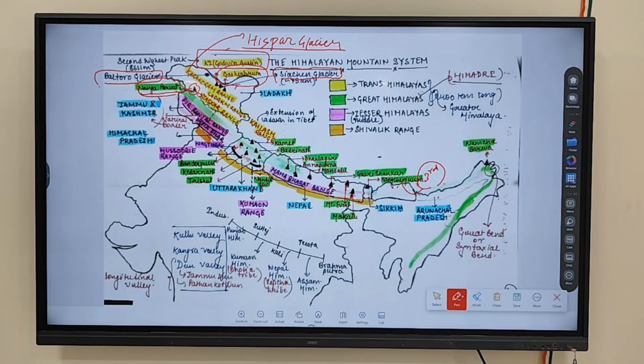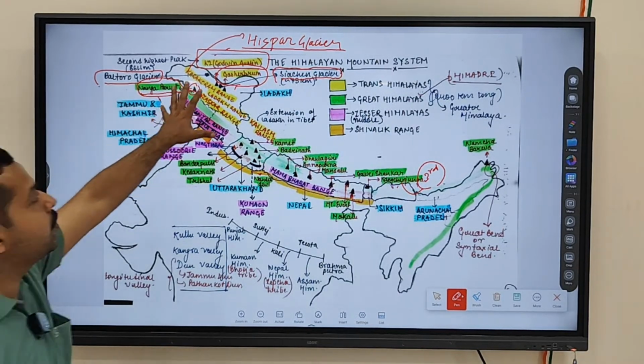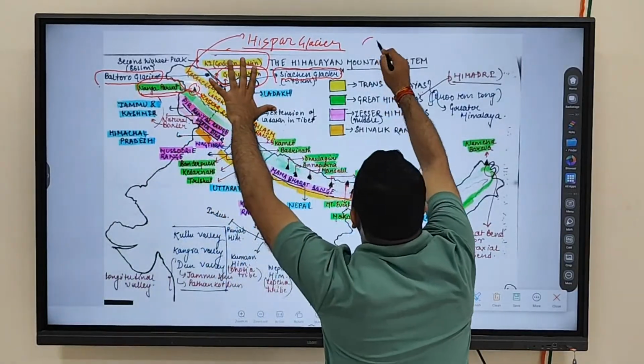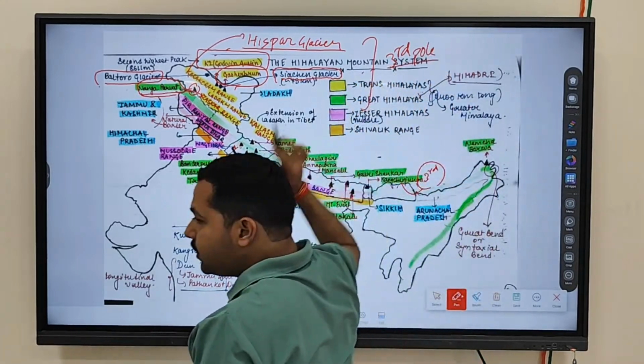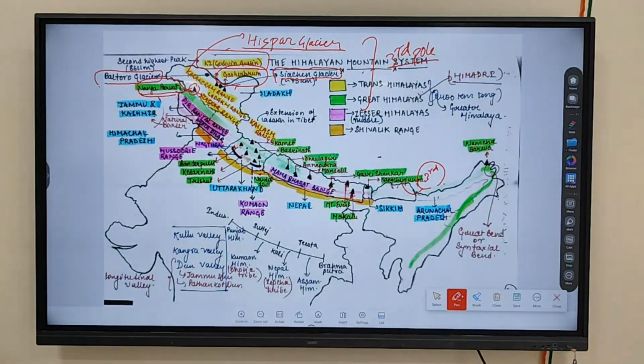So that's why this region is also referred to as what? Because of the presence of large glaciers, this region is also referred to as the third pole. Due to the presence of a large amount of ice, the region is also referred to as which type of pole? Third pole. Fine. Clear? So North Pole, South Pole, and this is going to be your third pole. Clear? Any doubt regarding this particular thing?